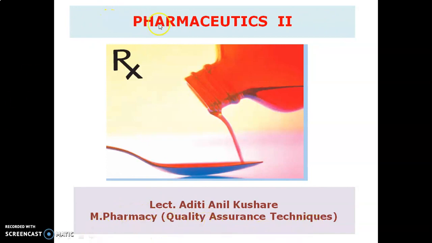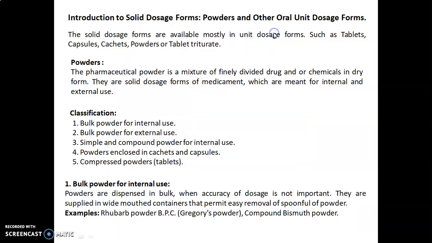Today we are going to discuss the experiments from Pharmaceutics 2. We will discuss the introduction to solid dosage forms, that is powders and other oral unit dosage forms. The solid dosage forms are available mostly in unit dosage forms such as tablets, capsules, cachets, powders or tablet triturate. Powders: the pharmaceutical powder is a mixture of finely divided drug and/or chemical in the dry form. They are solid dosage forms of medicament which are meant for internal and external use.